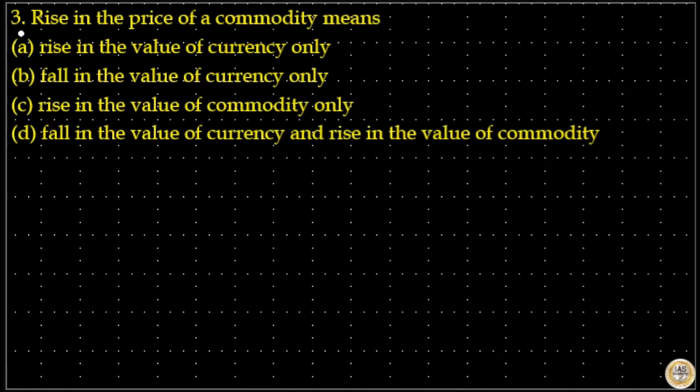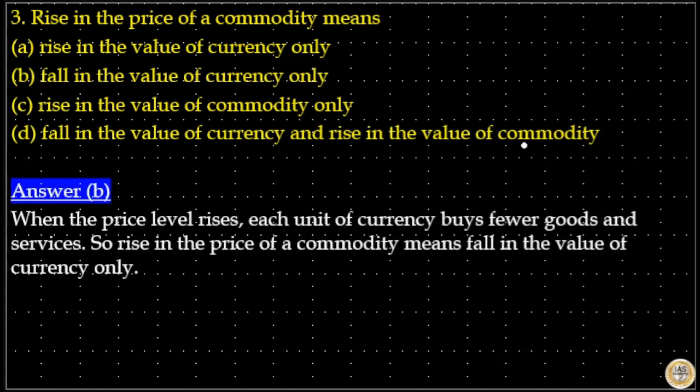Next is question number 3. Rise in price of commodity means, options are: rise in value of currency only, fall in value of currency only, rise in value of commodity only, fall in value of currency and rise in value of commodity only. Here the answer to this question is option B, that is fall in value of currency only. When price level rises, each unit of currency buys fewer goods and services. So rise in price of commodity means fall in the value of currency only.